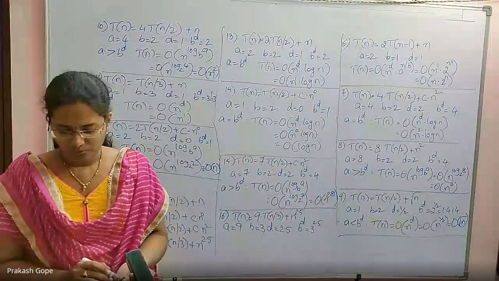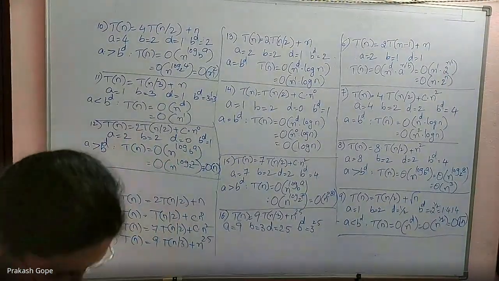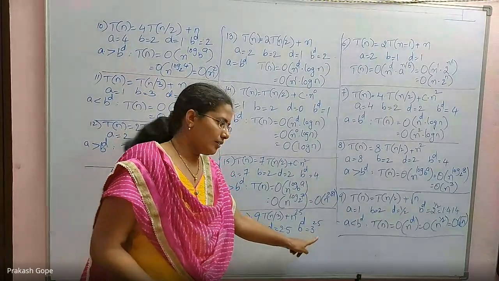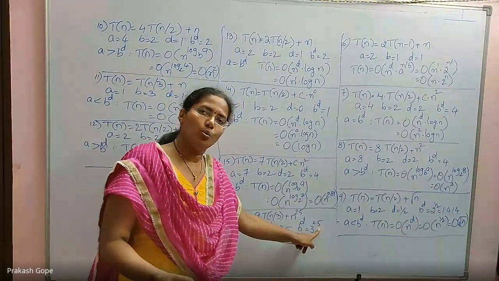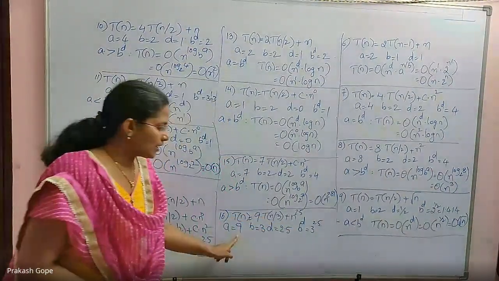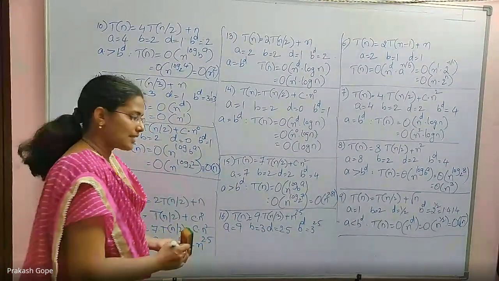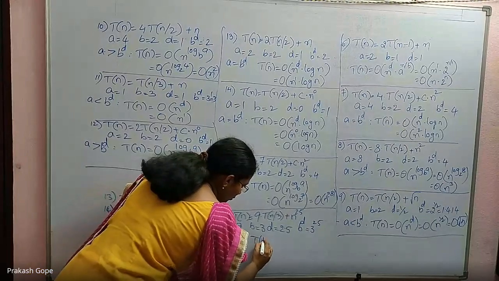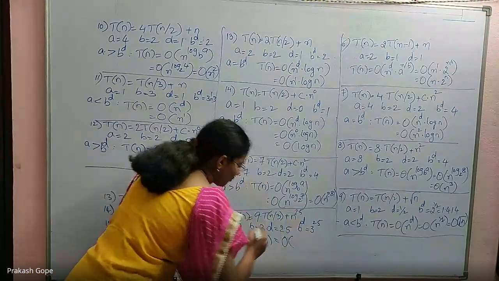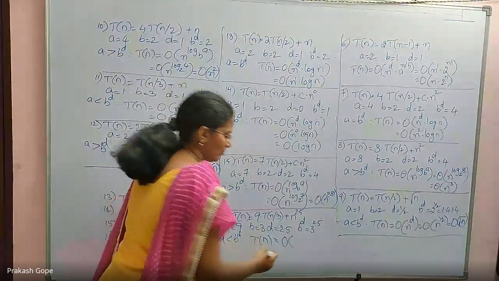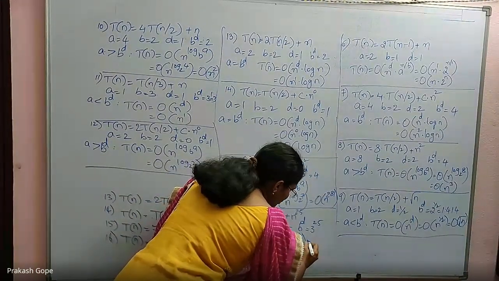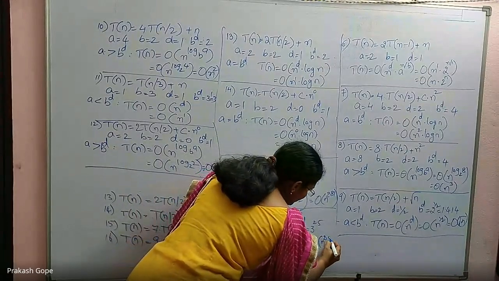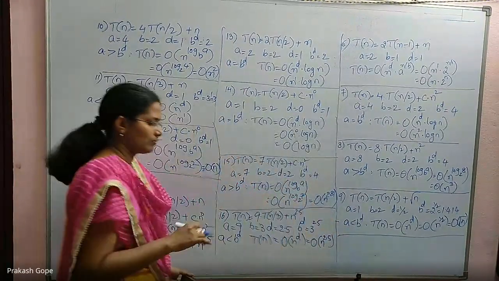It is 2.5, not just 2. Okay, so 3 square itself is 9. So 3 power 2.5 will be more than 9. So b power d is greater than 9, which means a is less than b power d. A is less than b power d case. So t of n is equal to big O of n power d, which is n power 2.5. That's all.